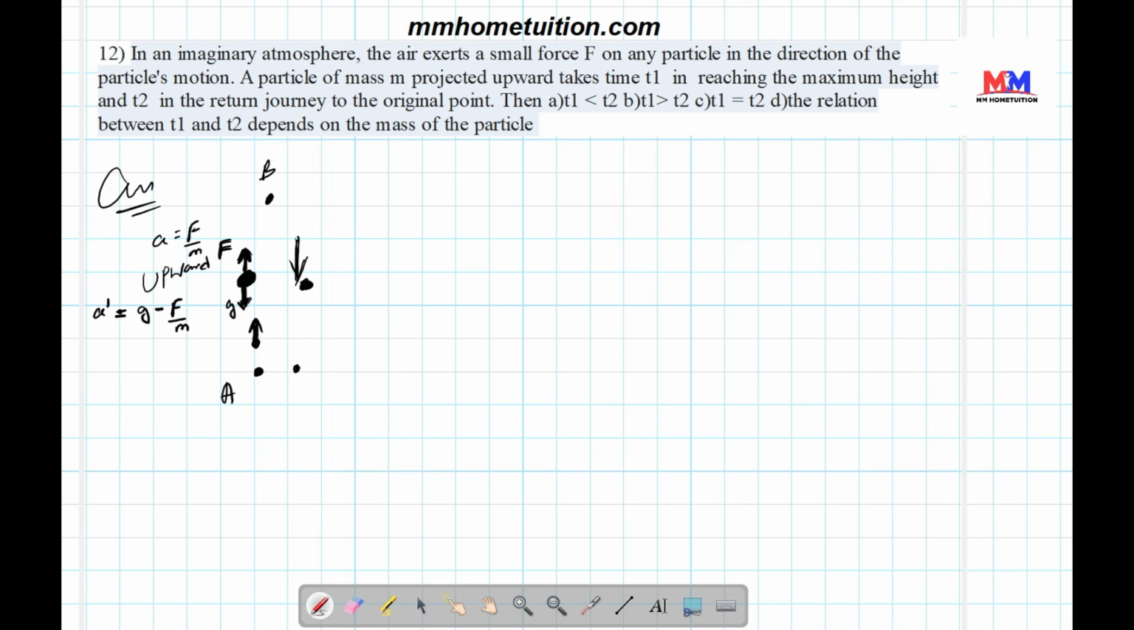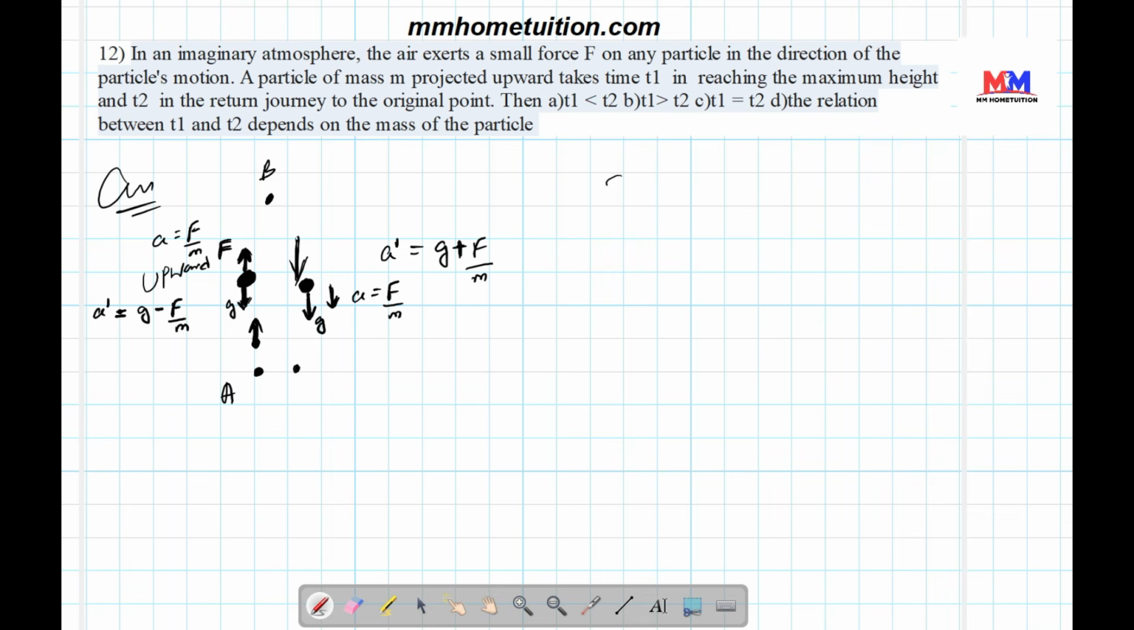In the downward case, when the particle moves downward, acceleration due to gravity is g, and the acceleration due to the force is F divided by m, in the same downward direction. So a dash equals g plus F by m. In the upward direction, acceleration is g minus F by m; in the downward direction, acceleration is g plus F by m.